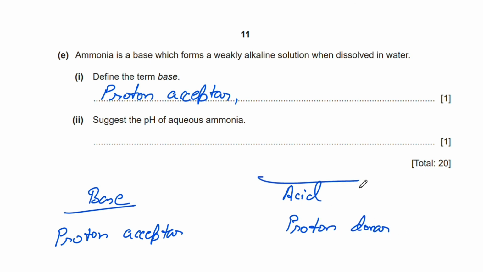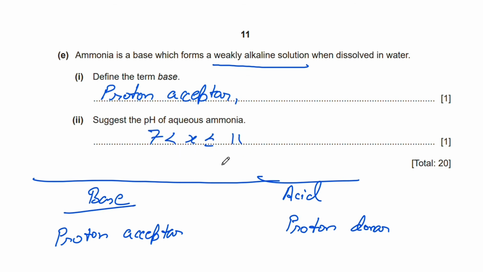Suggest the pH of aqueous ammonia. Now, this is a weakly alkaline solution. So you can write that it lies between, it is greater than 7 and less than or equal to 11. You can write 10 also. That is also a correct answer.